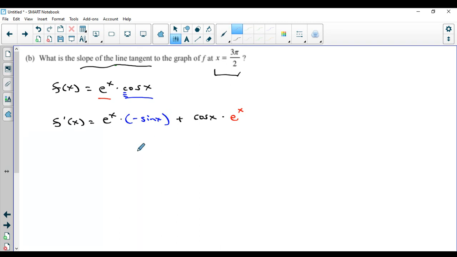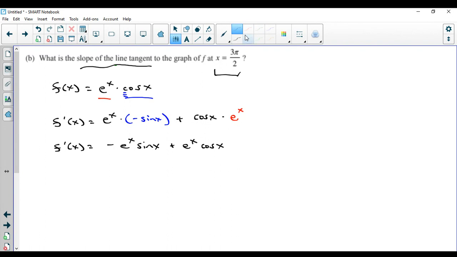Because I'm plugging a value in it. But you know what? I'll spruce it up a little bit. So I'm going to get f prime of x equals negative e to the x sine x, and then plus e to the x cosine x, right? And I could factor out e to the x if I wanted to, but I don't feel like doing that right now, so I'm not going to.